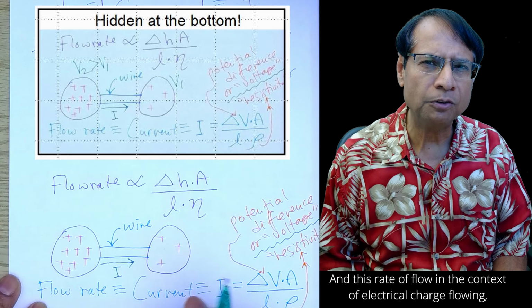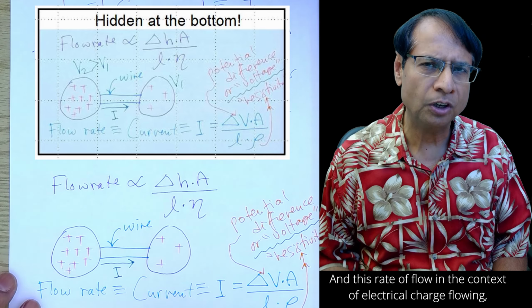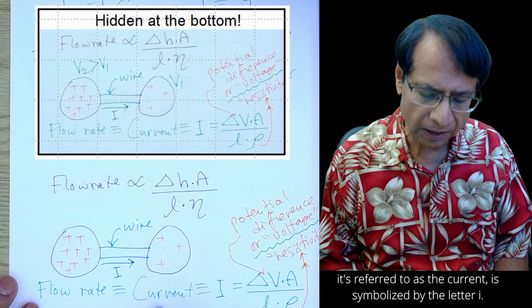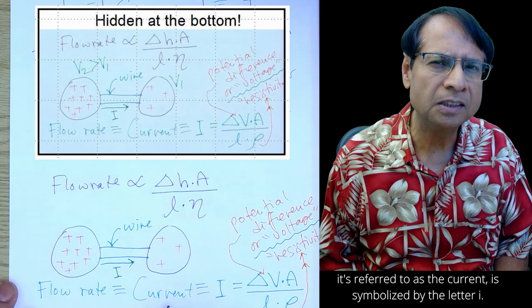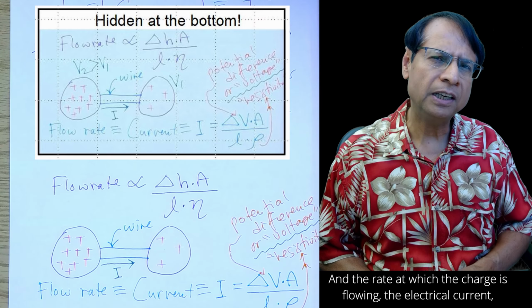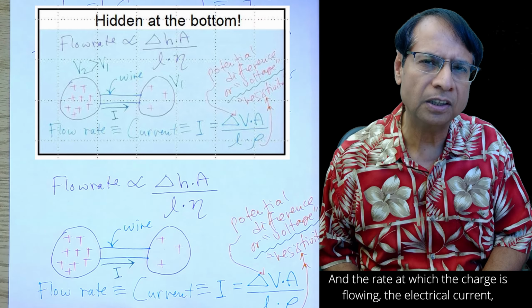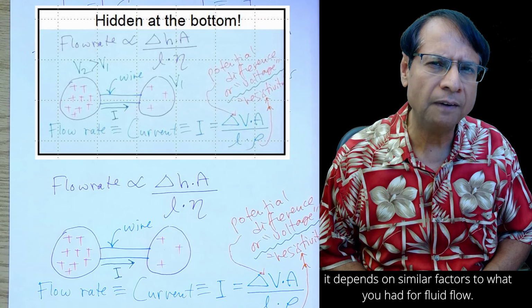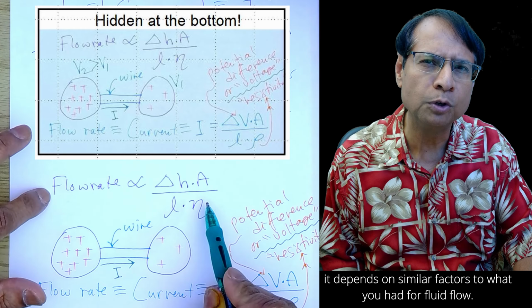And this rate of flow in the context of electrical charge flowing is referred to as the current, symbolized by the letter I. So you have an I flowing across. And the rate at which the charge is flowing, the electrical current, depends on similar factors to what you had for fluid flow.